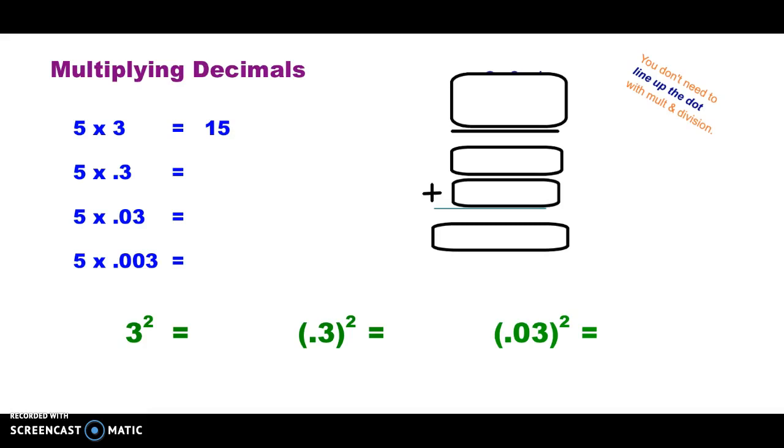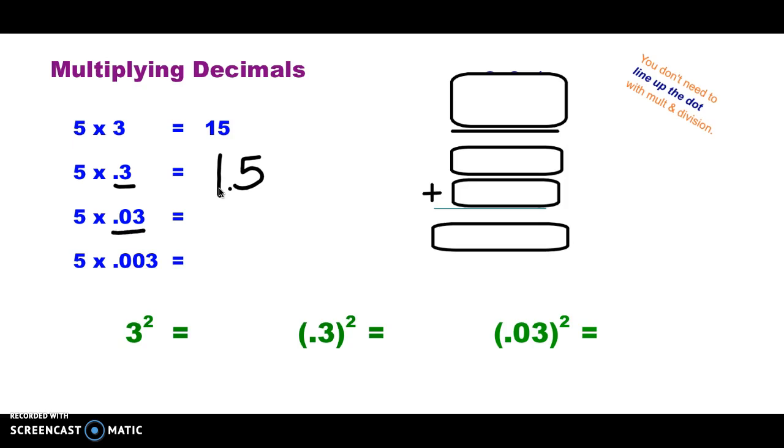Here is a review of multiplying decimals. In class we looked at this problem. 5 times 3 we know is 15, and 5 times 0.3, or 5 times 3/10, is 1.5. There's one decimal position here, so there's one decimal position in the product.